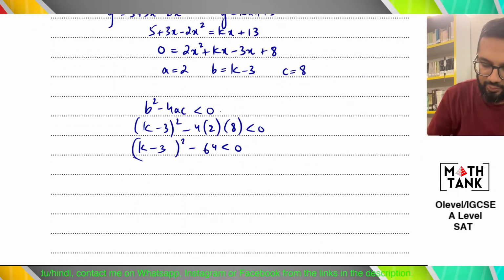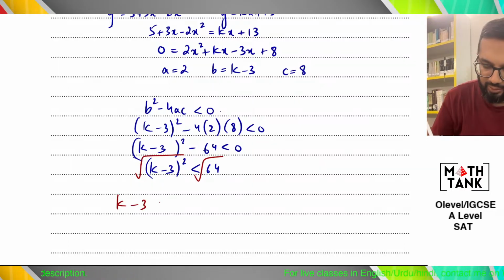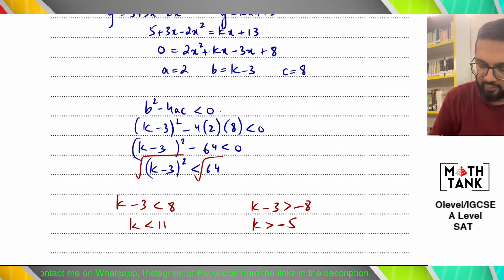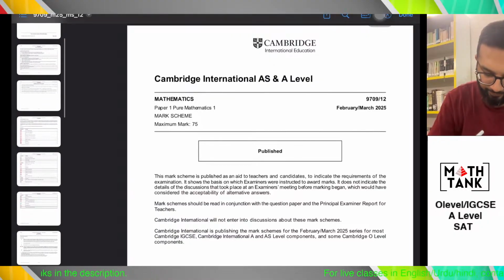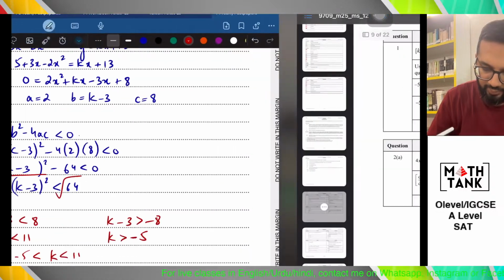less than 64. Solving it the easy way would be to take a root of both sides. I get k minus 3 is greater than minus 8 and less than 8. So k is less than 11 and greater than minus 5. So k is between minus 5 and 11. Okay, let's check if that is the correct answer. Yep, that is the correct answer.